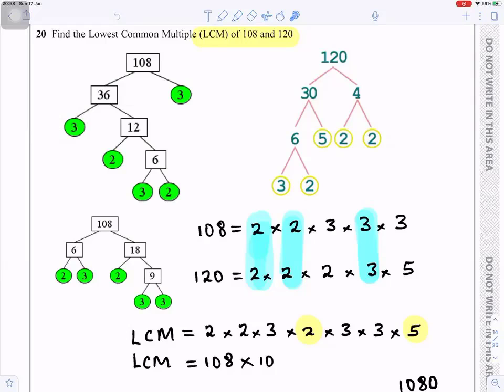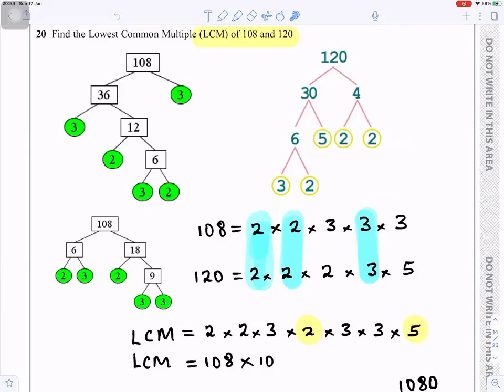120, we split it into 30 and 4. 30 times 4 is 120. 4, we split it into 2 times 2. 30, 6 times 5 is 30. And 6 is 3 times 2. So we end up with the ones I've circled there in red are all prime numbers.